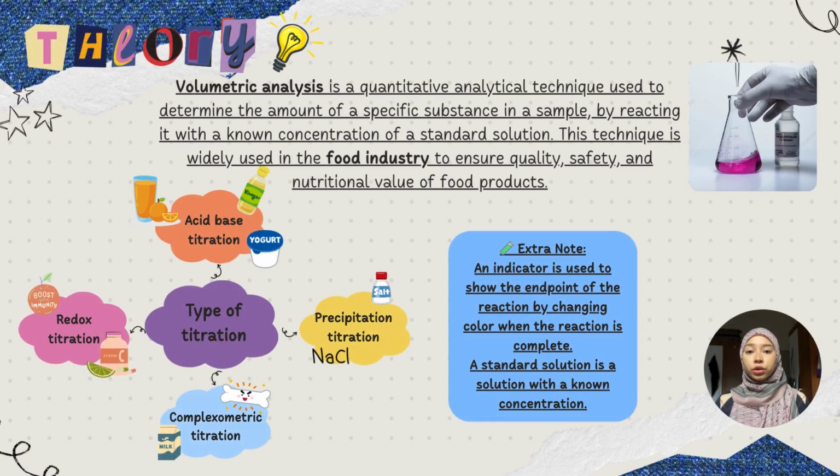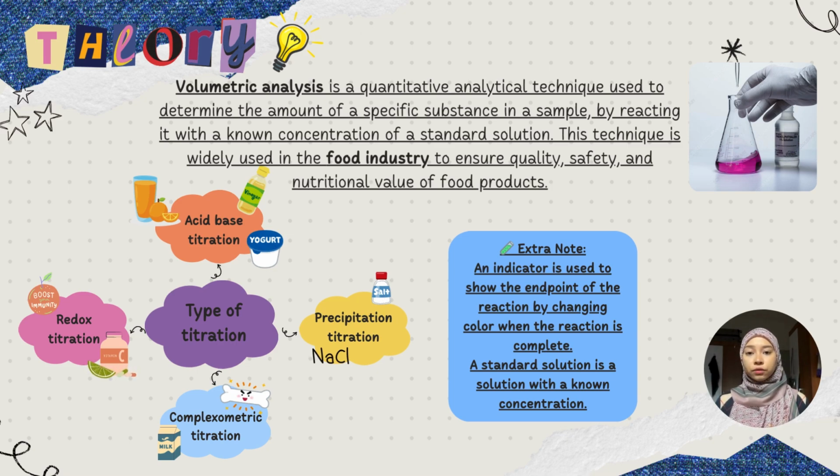Hello everyone, today I will be explaining the theory behind volumetric analysis and how it's applied in the food industry. Volumetric analysis is a quantitative method used to determine the amount of a substance in a sample by adding a standard solution of known concentration until the reaction is complete, then measuring the volume used. A standard solution is a solution with a known concentration. This technique is important in the food industry to ensure product quality, safety, and accurate labeling.